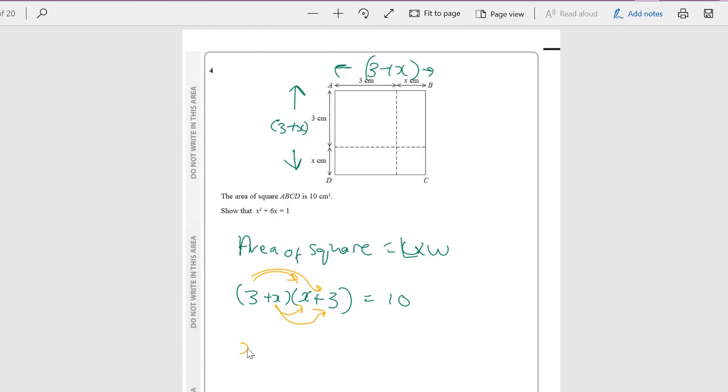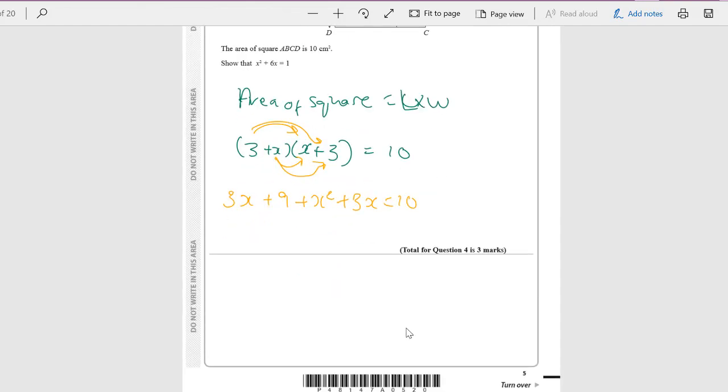So we have x, so 3 times x, which is 3x, and then 3 times 3, which is 9. And then x times x is x squared, and then x times 3 is 3x. That equals 10. Then just writing this as follows. So collect the like terms, and then if we take this to the other side, it becomes negative. So we have 10 minus 9, which gives us 1, and that shows what we were asked to show.